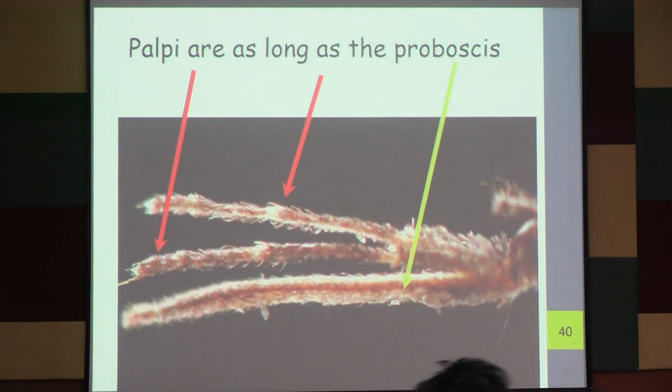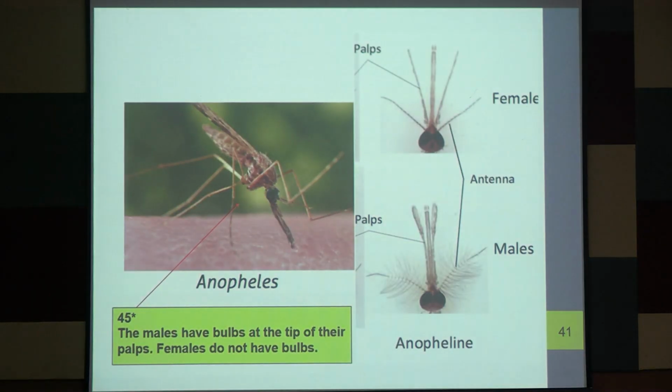Now coming to the head part, what is the difference here? Palpi are as long as the proboscis only in the Anopheles mosquito. For Aedes or Culex, there is a difference in the lengths of palpi and proboscis, okay. This is another picture of an Anopheles mosquito, and also the males have bulbs at the tip of their palpi. Females do not have bulbs. This is to differentiate between Anopheles male and Anopheles female, okay.